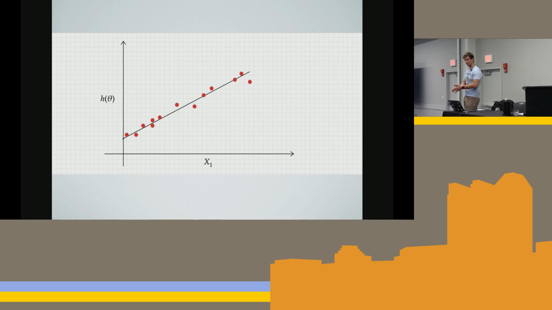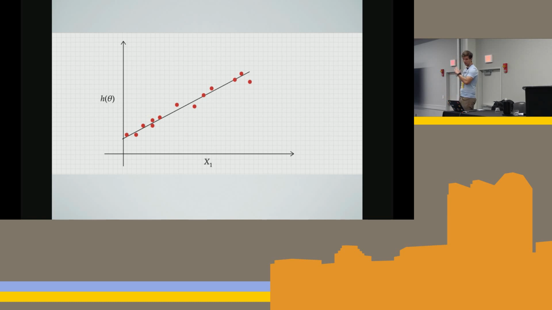So this is a graph I'm pretty proud of. I made it myself. And x of 1 is on the x-axis, and it represents years of experience. H of theta is salary, and it's on the y-axis. We have a bunch of red dots. Those red dots are real data points. So you ran a SQL query, and you pulled out 50 employees and their years of experience and salary.